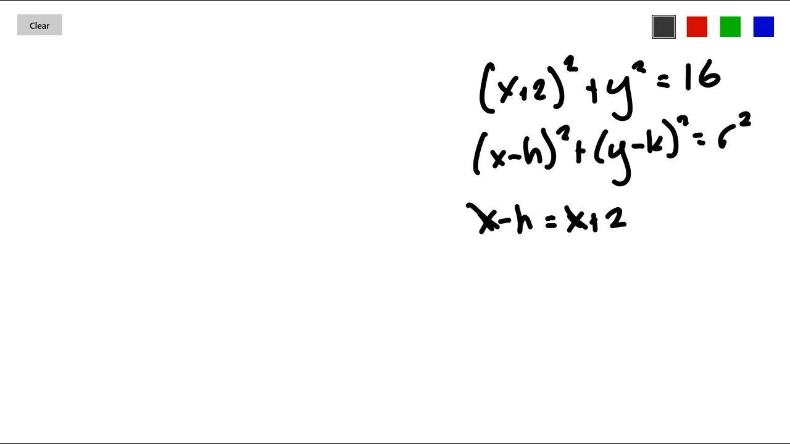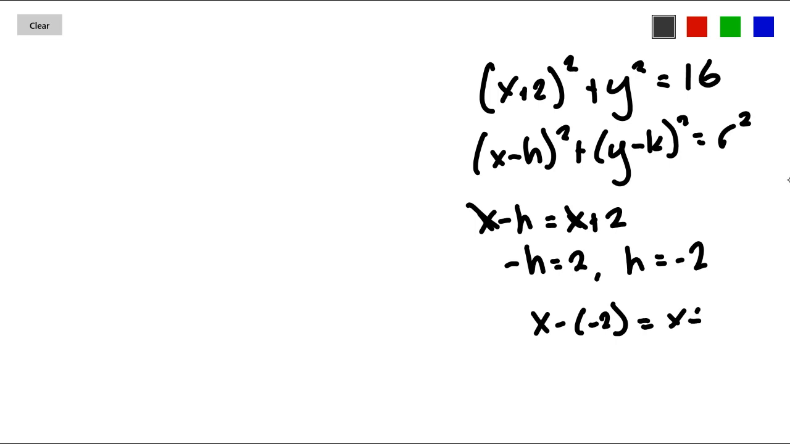So if that goes away, the x's cancel, so I have negative h is equal to 2, and h is equal to negative 2. And this makes sense because x minus negative 2 gives me that x plus 2 that I had in the original equation. So if my h is negative 2 and my y is 0, then my center point is the point -2, 0.